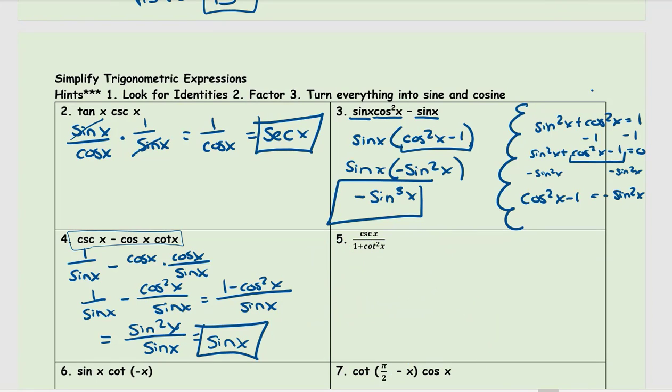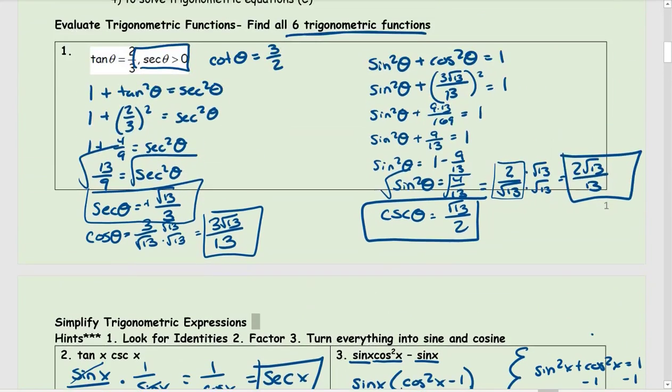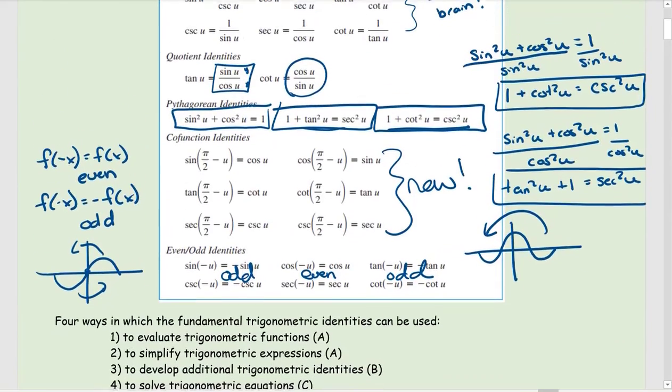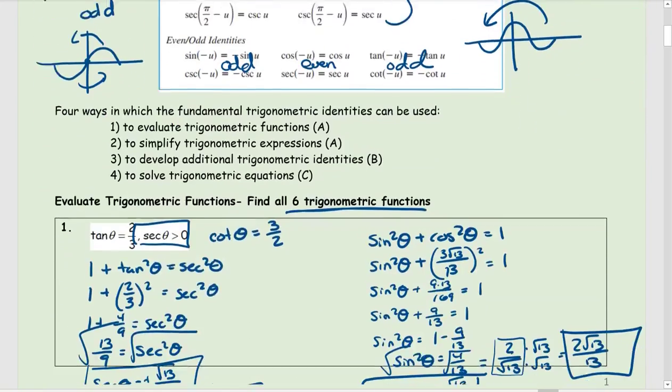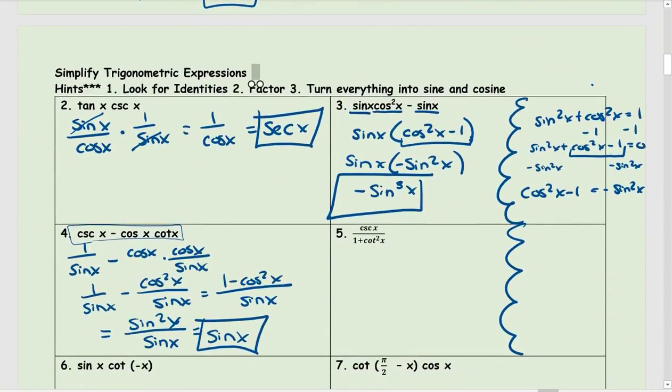So in this one, we have cosecant x over 1 plus cotangent x. Now, in the denominator, we have a 1 and something squared. So when you see 1 and something squared, I want you to start thinking Pythagorean identity. Let's see what the Pythagorean identity is up here. We have 1 plus cotangent squared is equal to cosecant squared. So we actually didn't even need a thought bubble, because cosecant x will stay the same, and 1 plus cotangent squared x is just cosecant squared x.